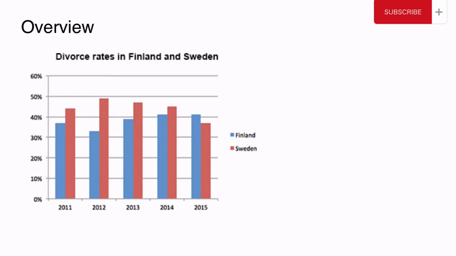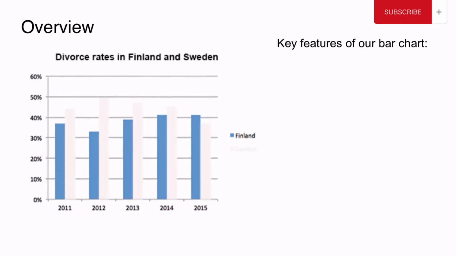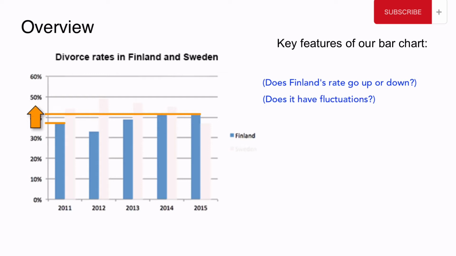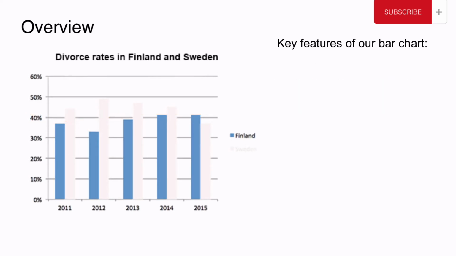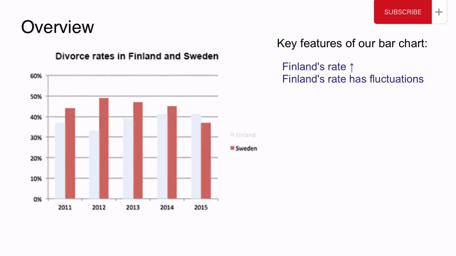So, let's look at our bar chart and identify some key features. Firstly, let's look at each country separately. We've got Finland in blue. Does Finland's rate go up or down throughout the period? Does it have fluctuations? It is clear that overall, Finland's rate goes up, but shows some fluctuations. So I'll write down these key features. Also, we have Sweden in red. We can see that Sweden's rate goes down throughout the period and also shows some fluctuations. Let's write this information to our list of key features.